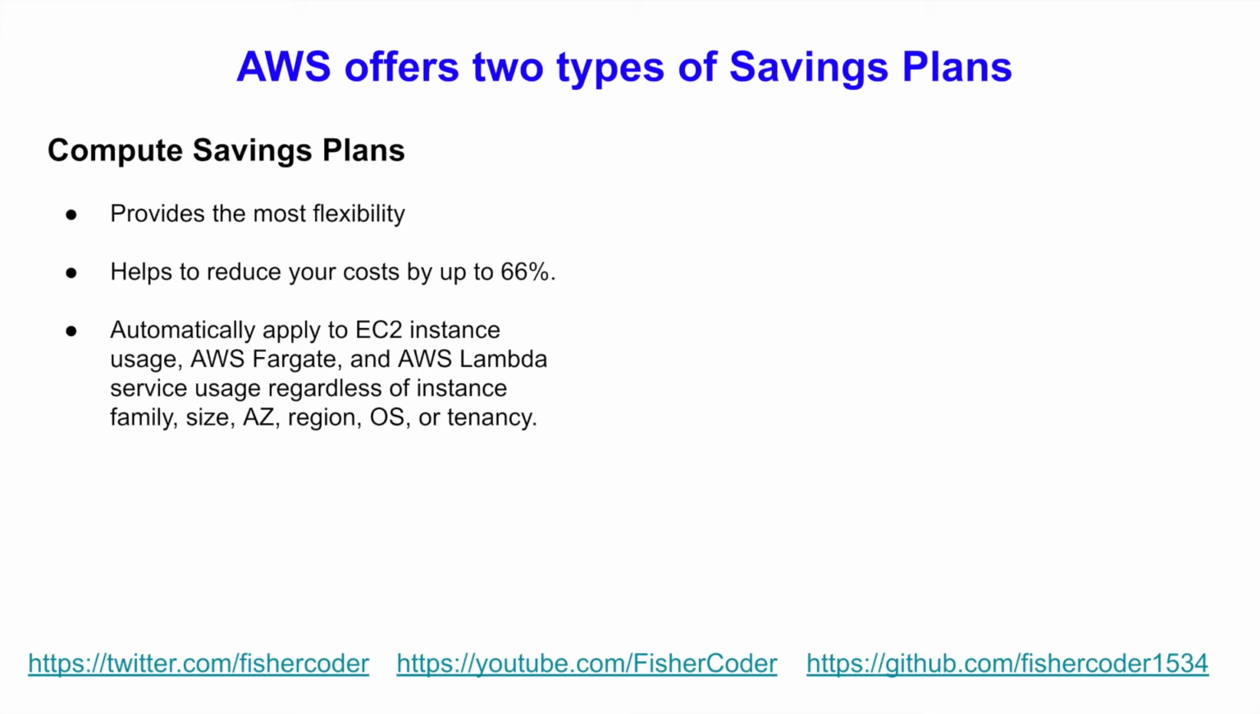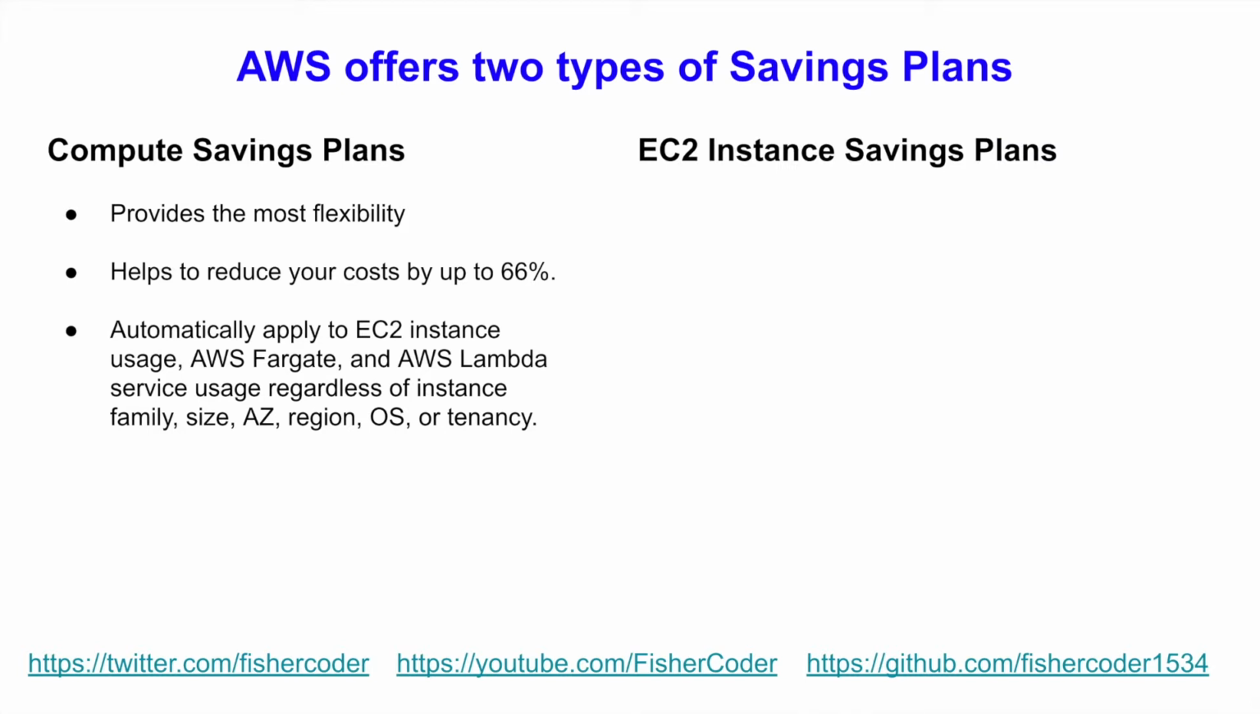For example, if you shift from R5 to R6 instances, or you move your workload from North Virginia to Oregon, to Australia, Sydney, Singapore, that's totally fine. Or if you migrate from Fargate to EC2, you can still benefit from the Savings Plan prices along the way without having to do anything. This is the first flavor of AWS Savings Plan.